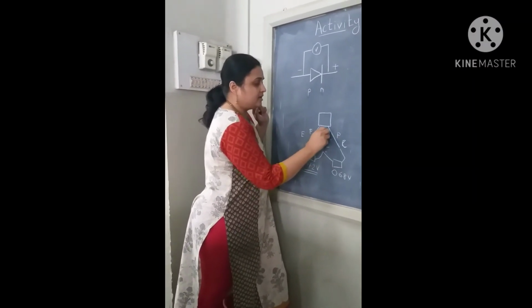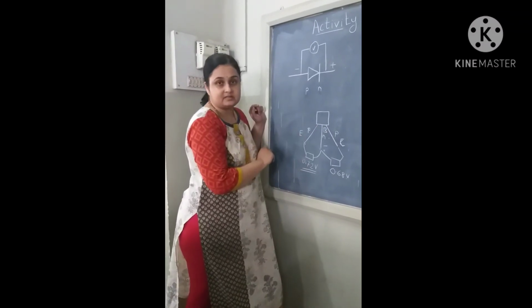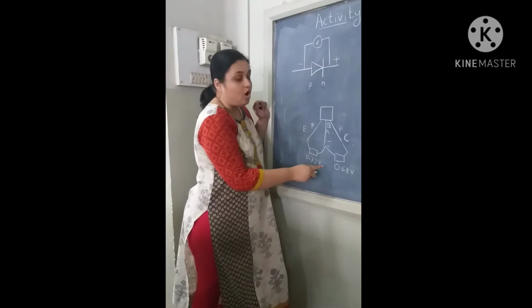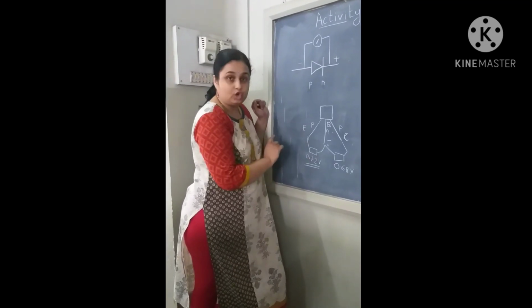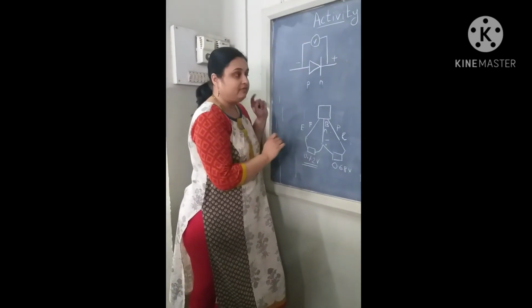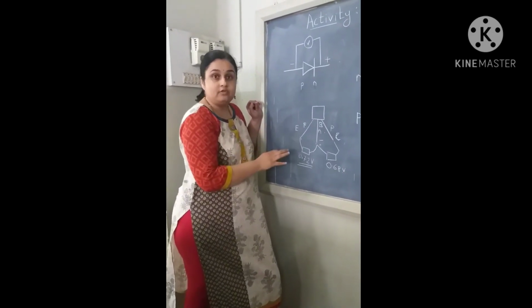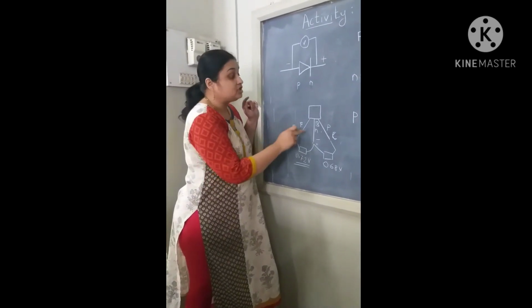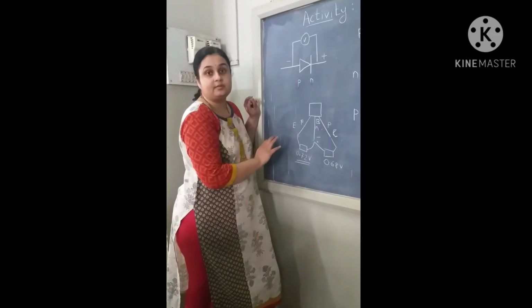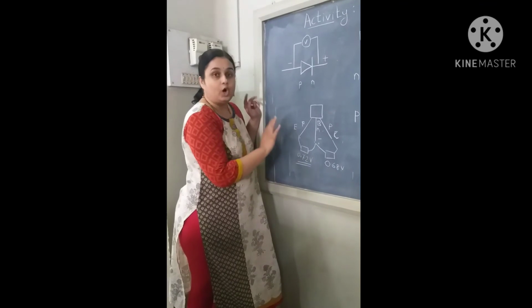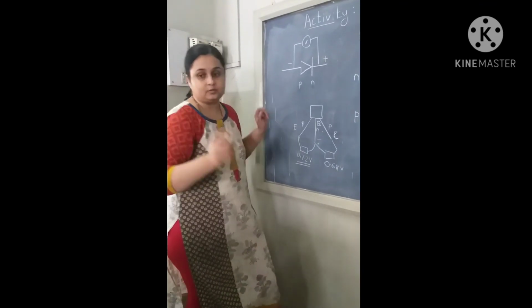We know that the middle one is base, right? So in this way, by knowing the values of these voltages, we can come to know whether a transistor is NPN or PNP, and also we can come to know which terminal is collector and which terminal is emitter. Okay, so we will just see all this on the instrument now.